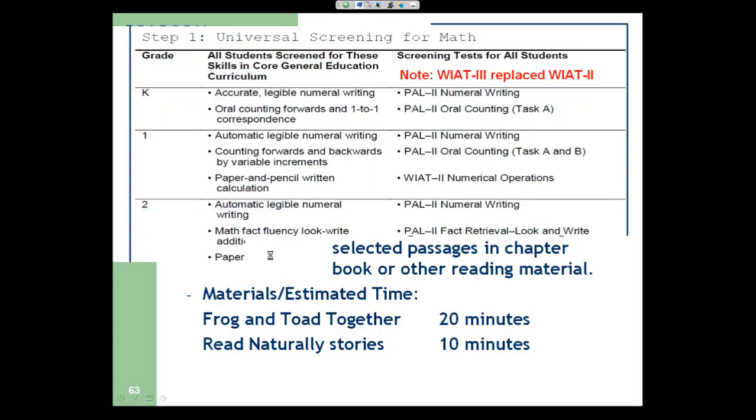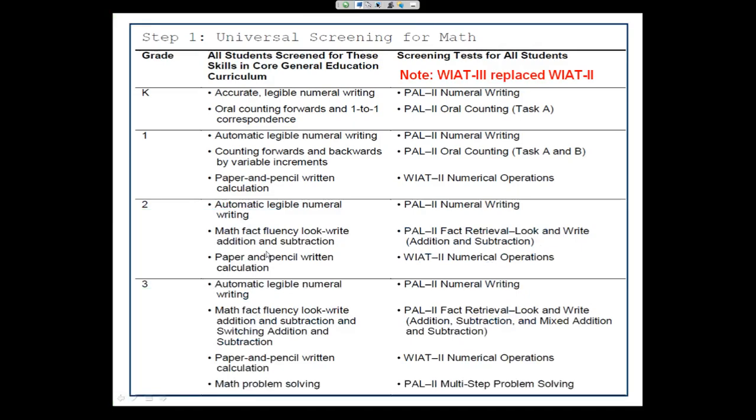And the same concept for math at Tier 1. If you look at grade 1, for example, you expect them to be able to write their numbers legibly, just as you expect them to be able to write their letters legibly. They should be able to count forward and backwards by variable increments. They should be able to perform paper and pencil written calculation.